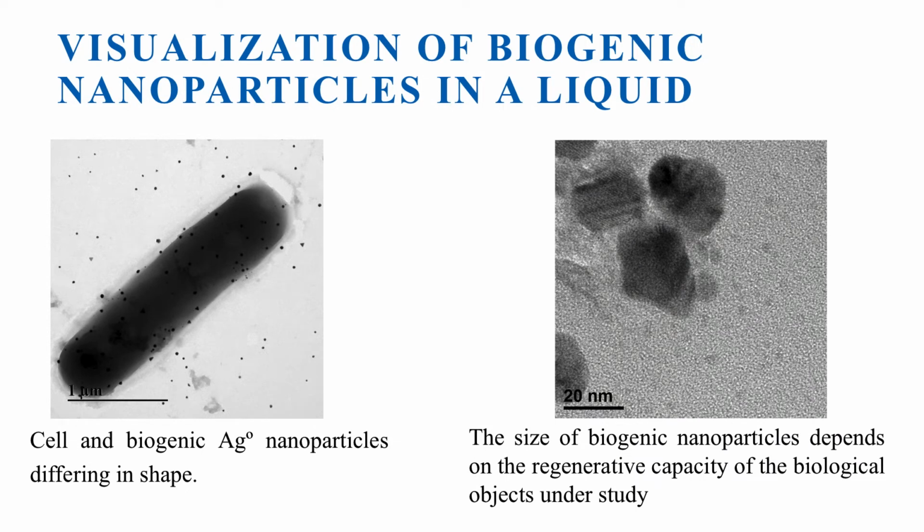Here on the left picture you can see a cell surrounded by silver nanoparticles of different sizes and shapes, which are depicted on the right picture on a large scale. The size of biogenic nanoparticles depends on the regenerative capacity of the biological objects under study.